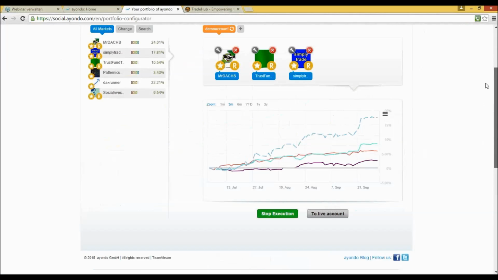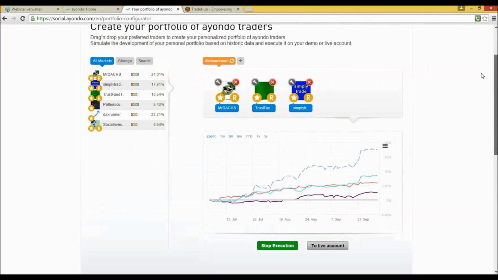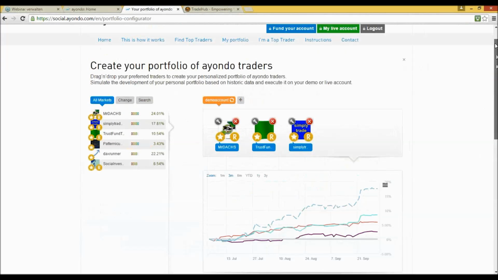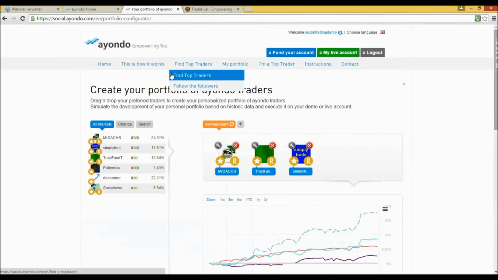When you actually go on to the portfolio configurator, you can obviously tweak it and play around with it as much as you like and get comfortable with the traders. Make sure you're following traders that you're comfortable with, that aren't taking too much risk, or if you do want to follow risky traders, by all means do so. Again, all their trades are transparent and everything is there clearly for you to see.